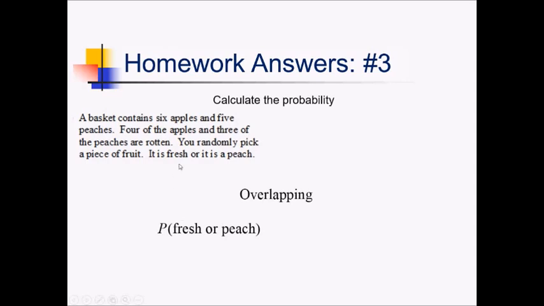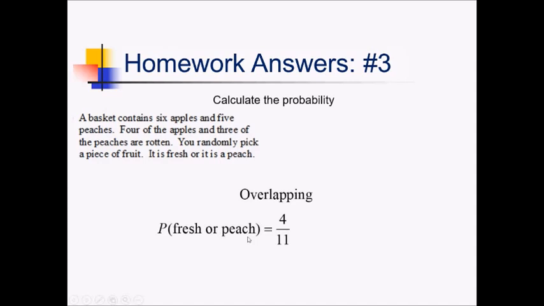And this is a little bit tricky here, but they said that 4 of the apples were rotten. So that means 2 of the apples are fresh, because there were 6 apples total. 3 of the peaches were rotten, and there were 5 peaches, so 2 were fresh. So we had 2 fresh apples and 2 fresh peaches. That's 4 altogether that are fresh. And how many total fruits did we have? Well, 6 apples and 5 peaches gives us 11 total fruits. And we said just now that 4 of them were fresh.